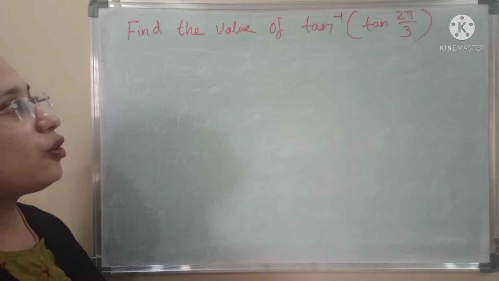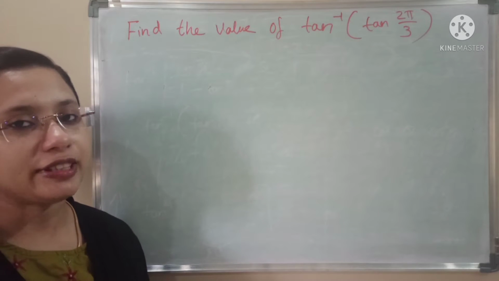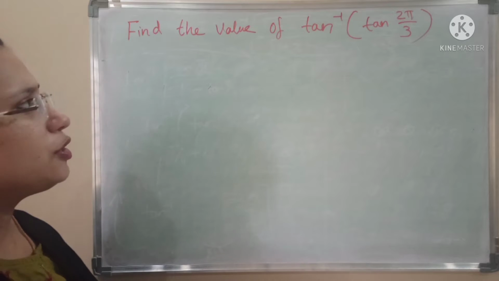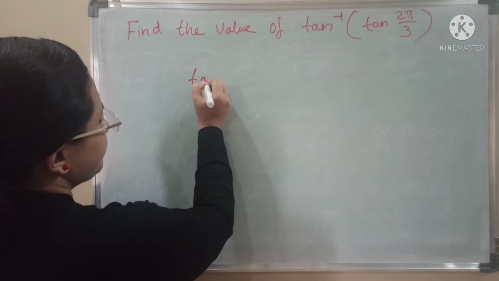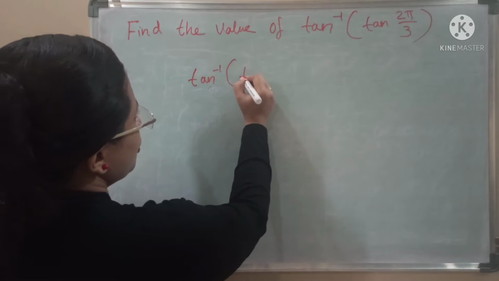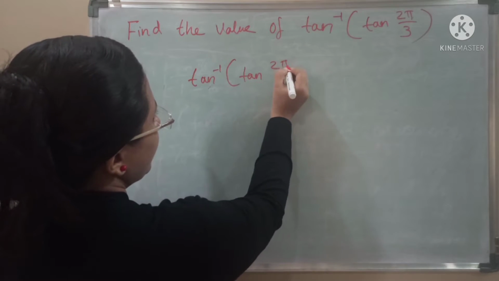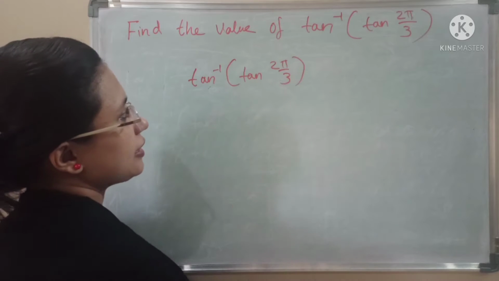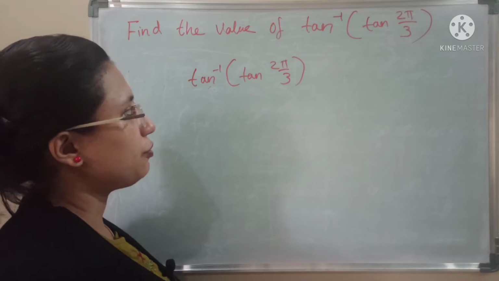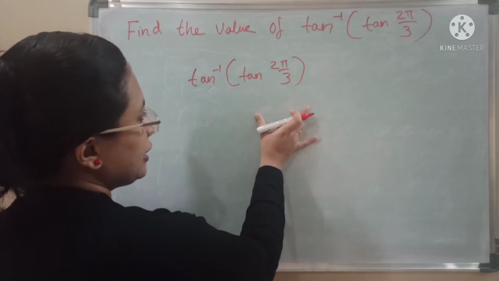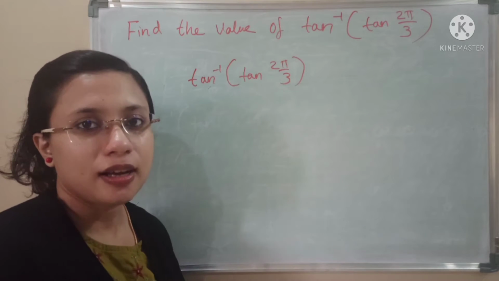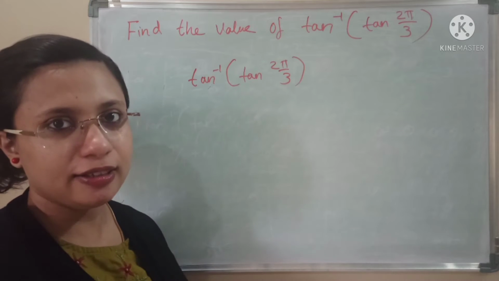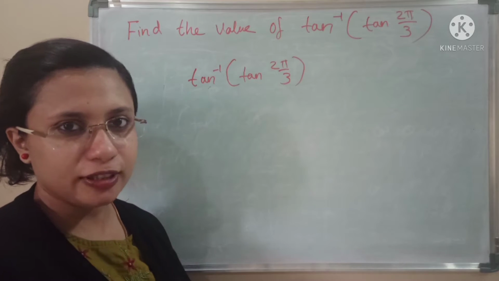Find the value of tan inverse of tan 2 pi by 3. It is an easy problem. So first of all, tan inverse of tan 2 pi by 3. I already told you, whenever these kinds of values come, we need to split it so that it comes in terms of pi. So we have to obtain some term with pi.